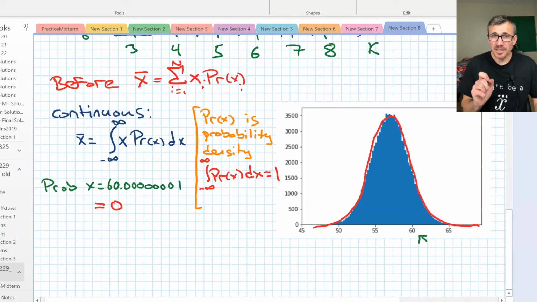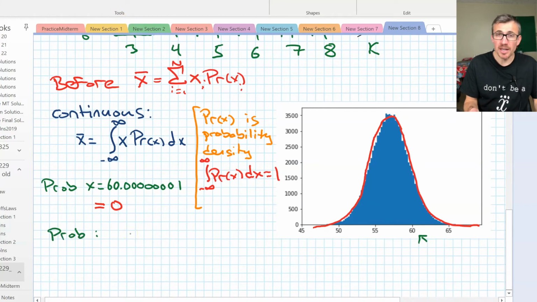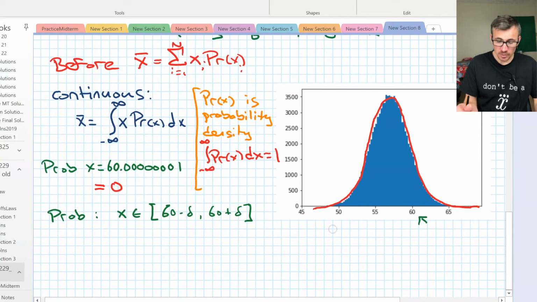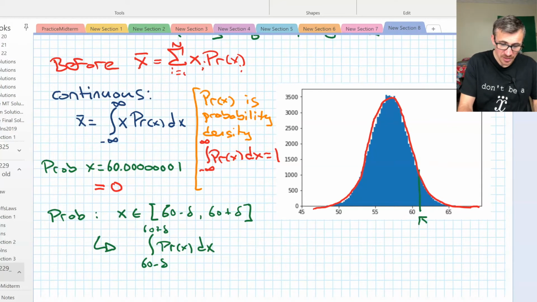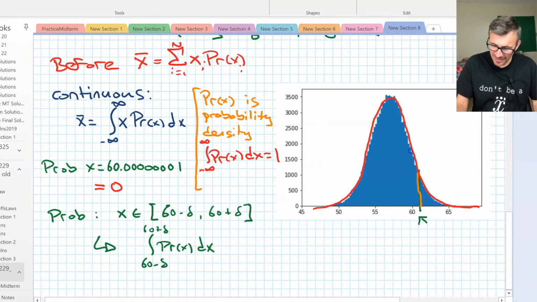But what does make sense is we can ask, what is the probability that x is between 59.9 and 60.1? Or we'll just say x is between 60 minus delta and 60 plus delta, for example, or between x1 and x2. That is a non-zero quantity, and we get that just by integrating the probability distribution. It'll just be that. It's an area. The area here is the actual probability. Green is a poor choice for color here. There we are. So that area gives us the probability.